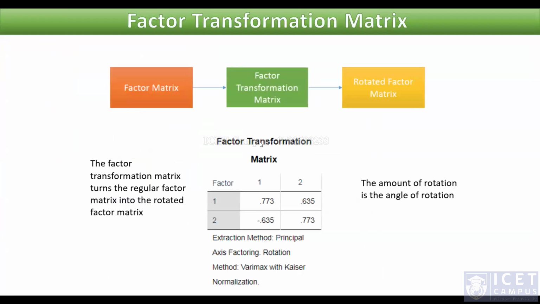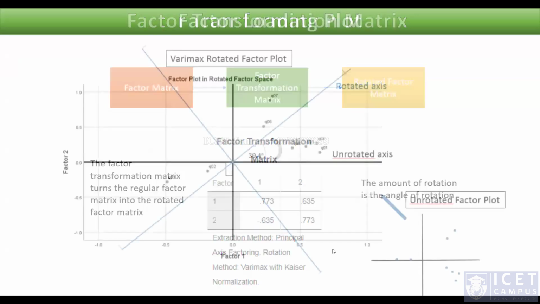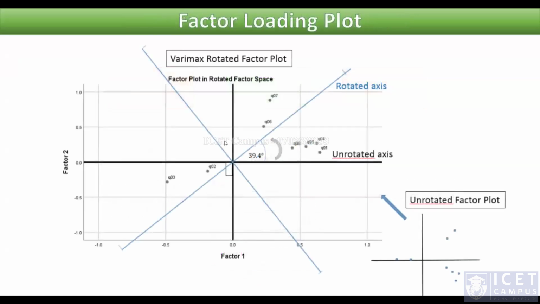Actually there is a factor matrix, and we get the rotated factor matrix by using this factor transformation matrix. The factor transformation matrix turns the regular factor matrix into the rotated factor matrix. There we rotate it and shape it the way we want. There is the unrotated axis, and this is the rotated axis, so we can rotate this.